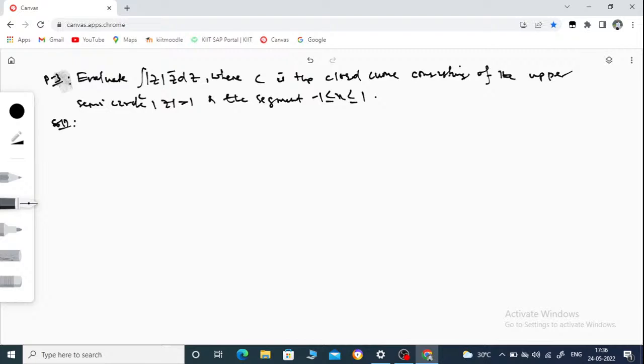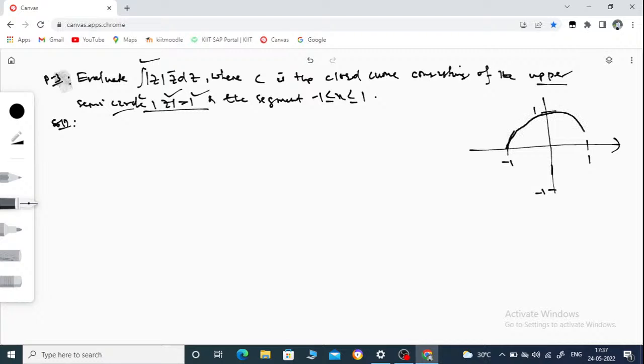Okay, I have to evaluate this integration over curve C, where C is the closed curve consisting of the upper semicircle mod z equal to 1. You know, mod z equal to 1 is a circle whose center is 0 and radius is 1. If I draw this, suppose this is 1, this is -1, and this is 1, this is -1. Mod z equal to 1 means a circle whose center is 0 and radius is 1, and I am saying its upper semicircle. A semicircle means a half circle, and only its upper part we will consider.